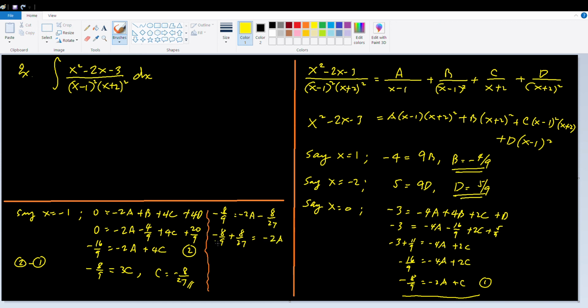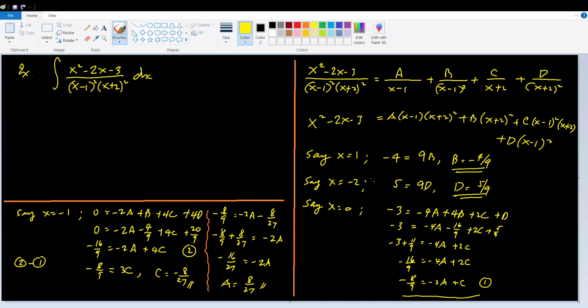So negative 27 plus 8. Negative 27 plus 8 is negative 19 over 27. Let me check. Negative 24. Multiply this by 3. Negative 24. So that will be 16. Negative 16 over 27 equal to negative 2a. So our a is positive 8 over 27.